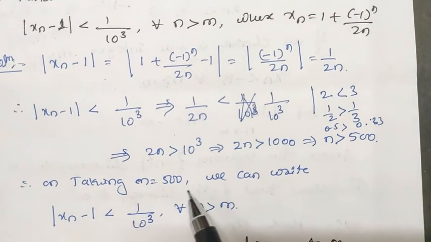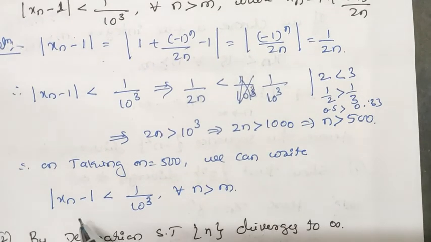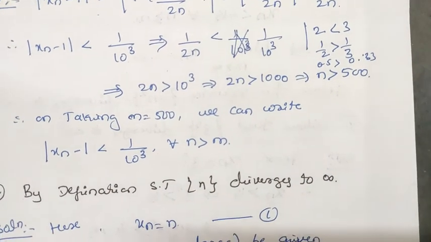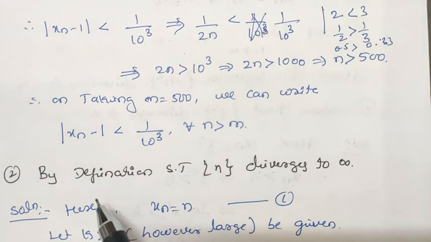So on taking m equal to 500, we can write mod of xn minus 1 is less than 1 by 10 cube for all n greater than or equal to m. The value of n itself is m here. Let us take one more example.